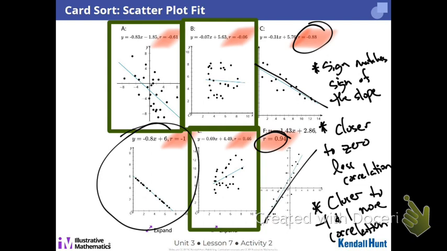Is it possible to go past 1 or past -1? You can't be more perfect than perfect. Okay. So all the ranges for correlation coefficient are going to be between 1 and -1. Look at that. How much better is that than me just giving you notes? You guys found it. That's cool.